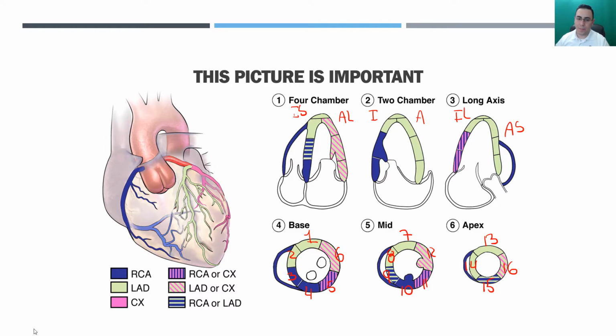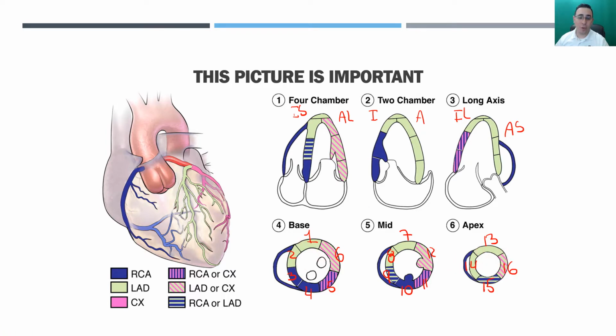Now, let's take a look at this one more time. So here is the base. The segments in here, the segments in here, and the segments in here, you're going to find those right here, because that's the base. This one is mid. This one is mid. This one is mid. So all the segments in here are going to be found right here. And this is apex, apical, apical, apical. So segments in here are going to be found right here. Okay, base, mid, and apex.